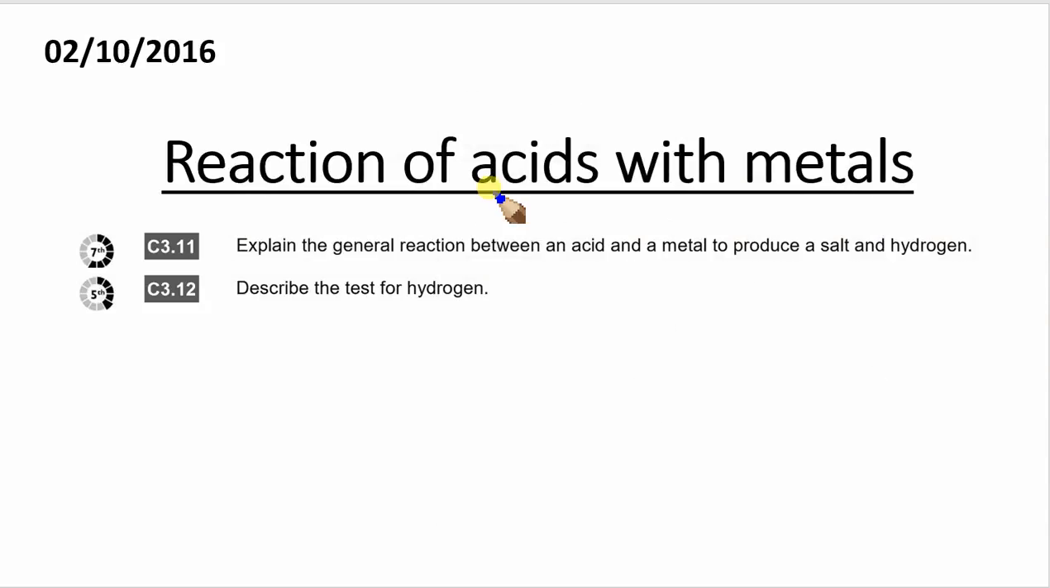So in this video we're looking at the reaction of acids with metals. We're going to get the general reaction there, and we're also going to learn about the test for hydrogen, because hydrogen gas is produced when an acid reacts with a metal.